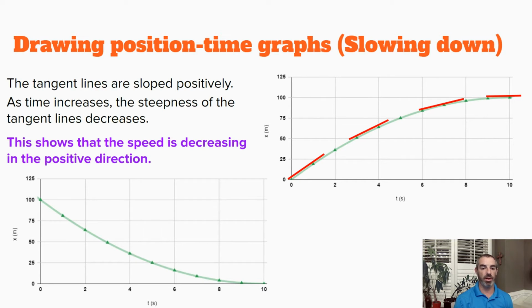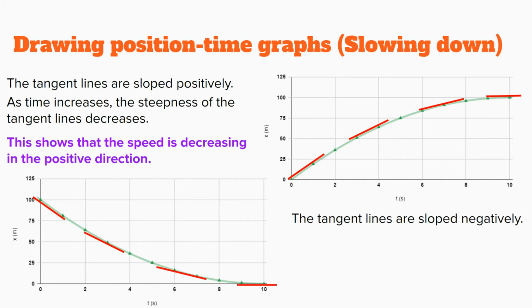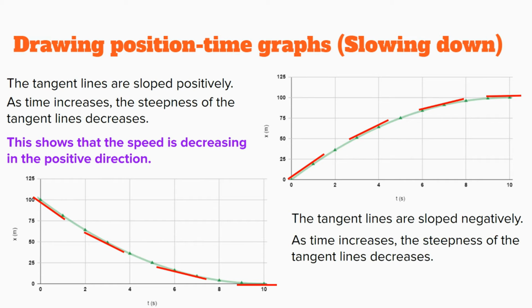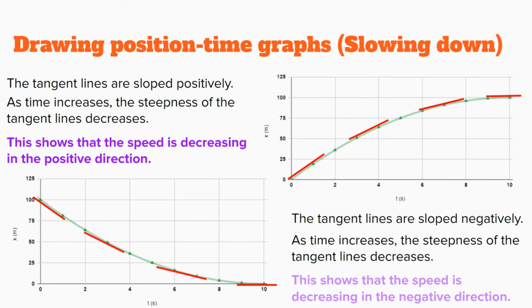If we look at this graph here, we can see that the tangent line is sloped negatively to begin with, so it moves with an initial velocity, and the slope gets less and less steep, but the lines are still sloped in the negative direction. This shows that the speed is decreasing in the negative direction.